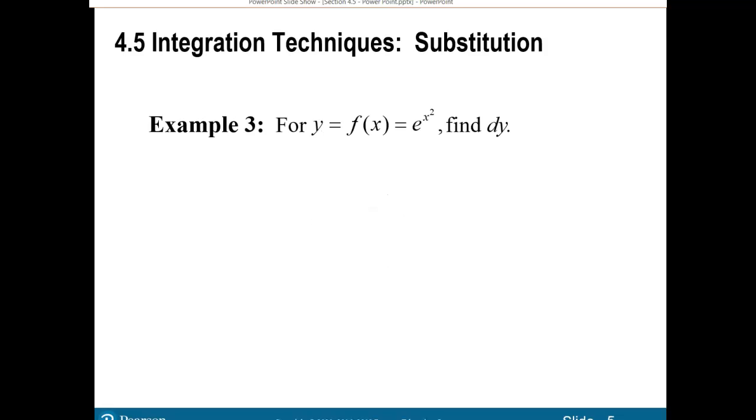Okay, here's another one. y equals e to the x squared, find dy. So dy, the derivative of y with respect to x, would be e to that power itself times the derivative of the power, which is 2x. So dy would equal 2x e to the x, this should be x squared, that's a typo, I didn't catch that before I printed this out. So 2x is in front, then e to the x squared, with the dx on the other side.